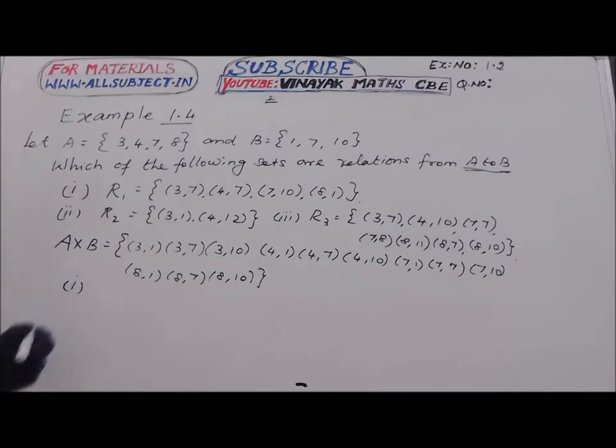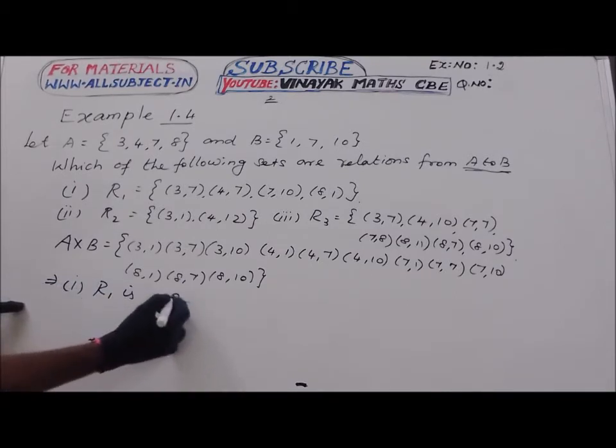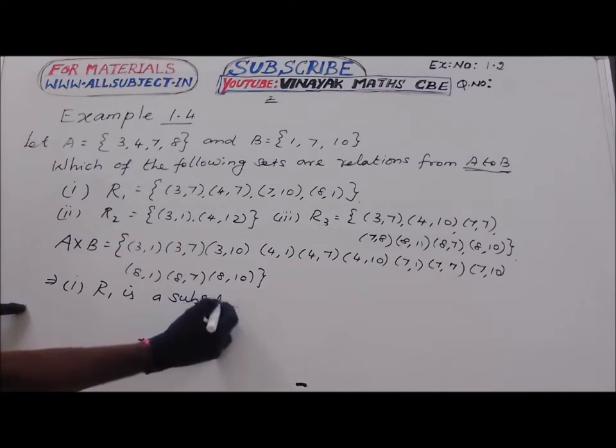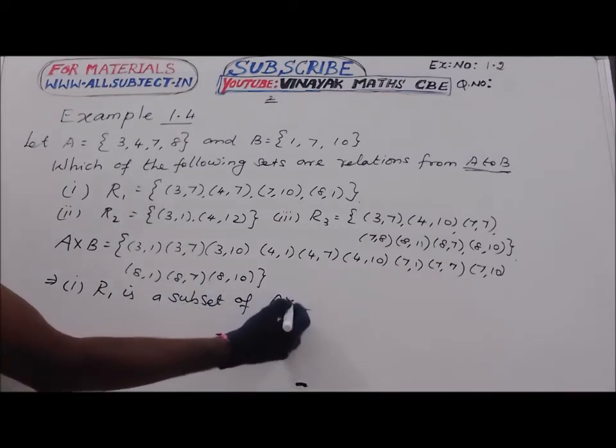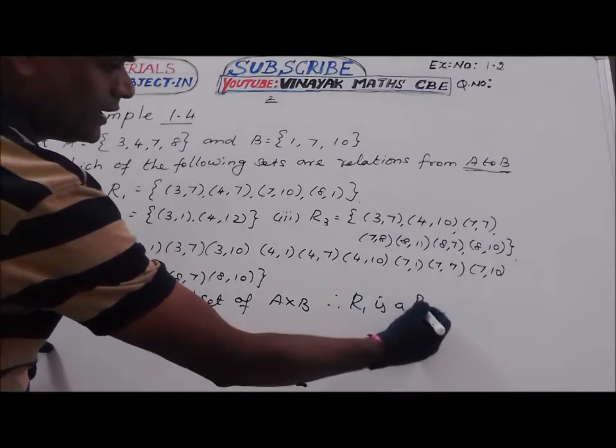For answering the first one, R1 is a subset of A cross B. Therefore, R1 is a relation.